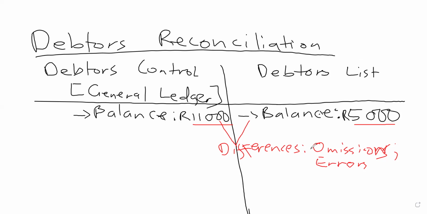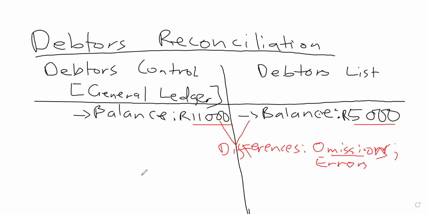Now, if we don't update that information on our debtors list, guess what? That is one of the reasons why you might find that this side of the balances on the debtors list will remain the same, whereas this could be updated, for example. So what do we then do when we identify those omissions? If it's an omission on the debtors list, it has to be accounted for in the debtors list. If it's an omission on the debtors control, it has to be accounted for in the debtors control, all right?